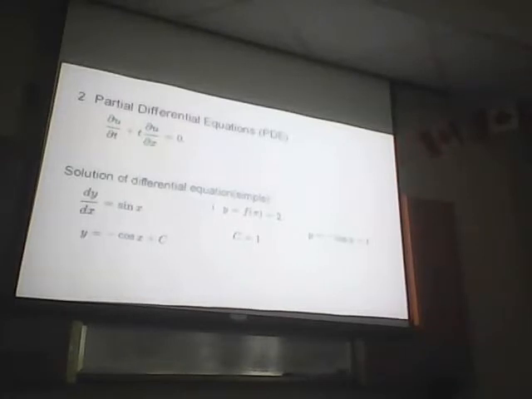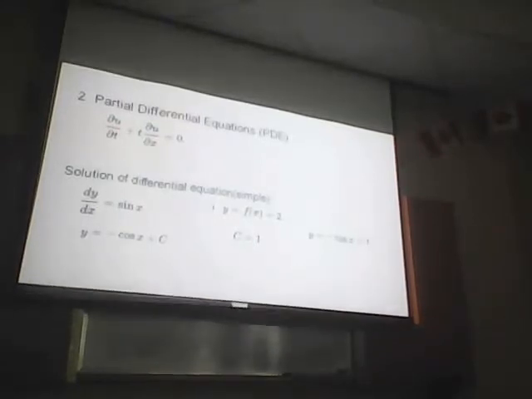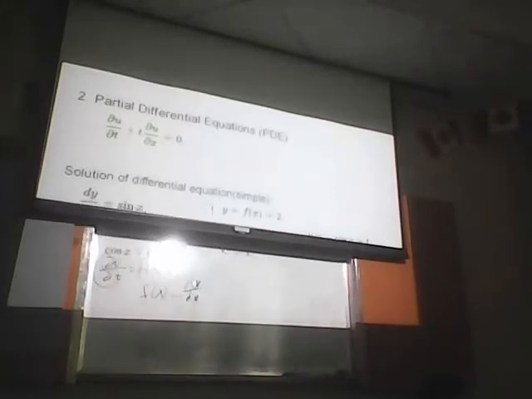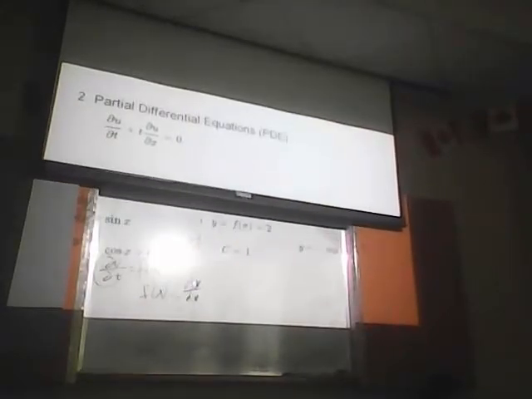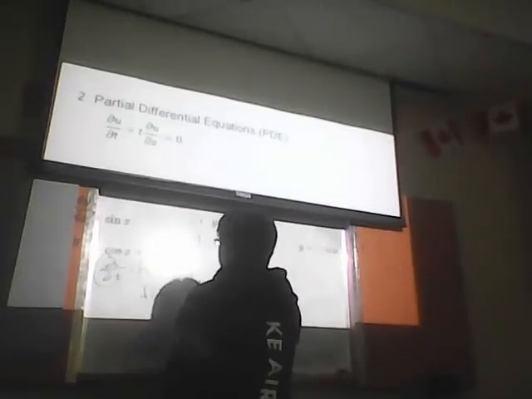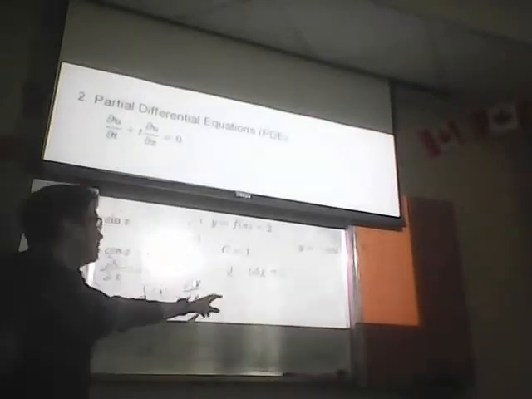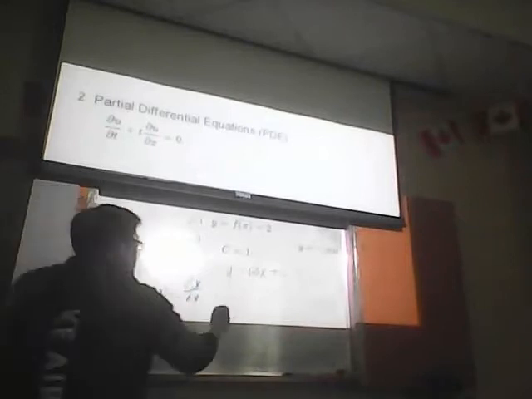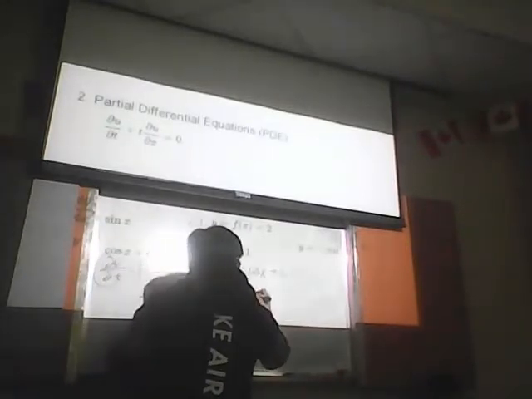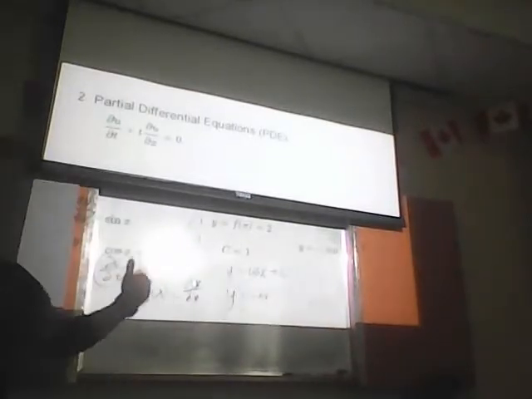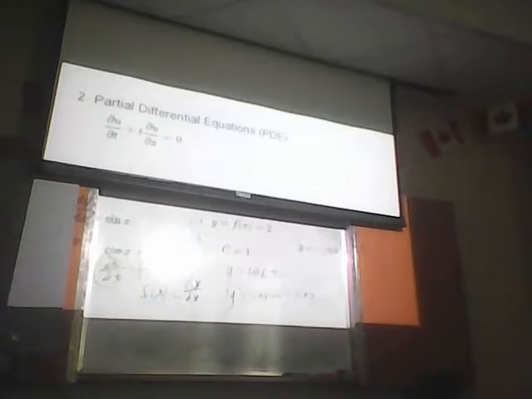Okay, we can see y equal to negative cosine x plus c. So what's the derivative of this one? This one is y prime equal to sine x, because c is a number, for example 2, 4, 5, 6, so its derivative is 0. So this is sine x.